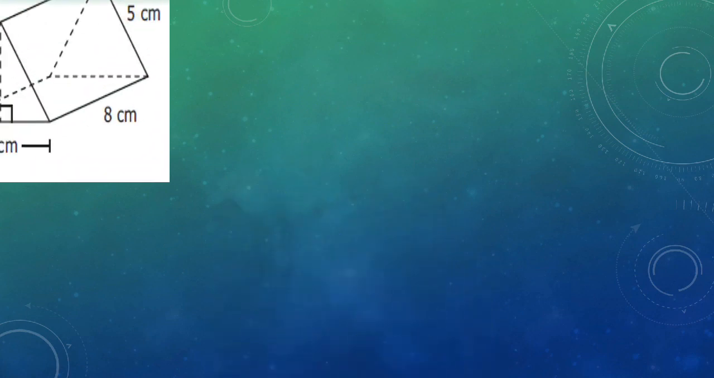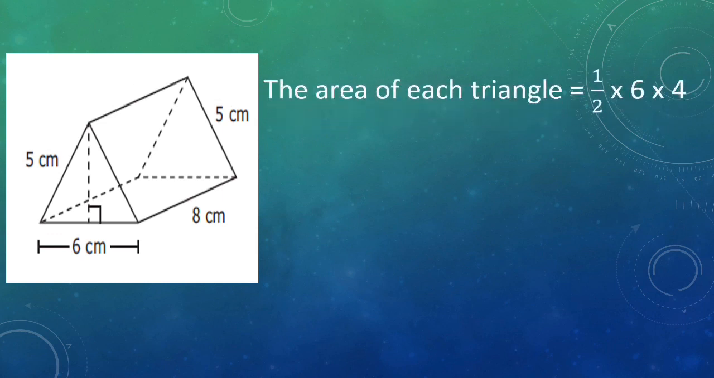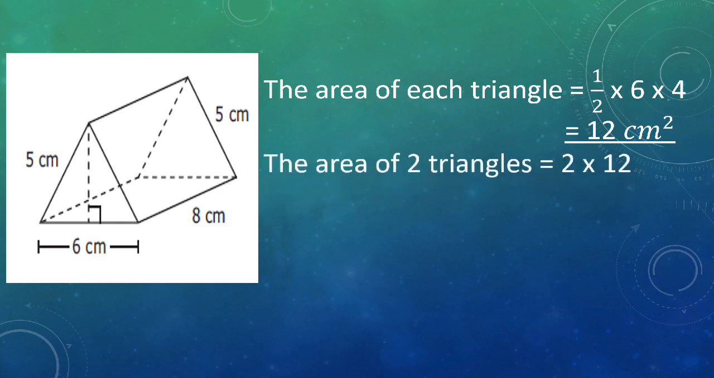Since we have now our base and height, we can now solve the area of our triangle, which is 1/2 times 6, our base, and times 4, our height. So we have 12 centimeters squared. And since we have two triangles, we are going to multiply that by 2. So 2 times 12 is 24 centimeters squared. So meaning the area of our two triangles is 24 centimeters squared.